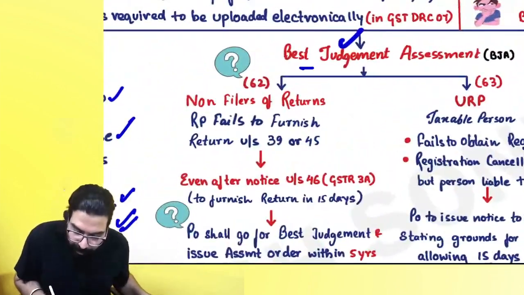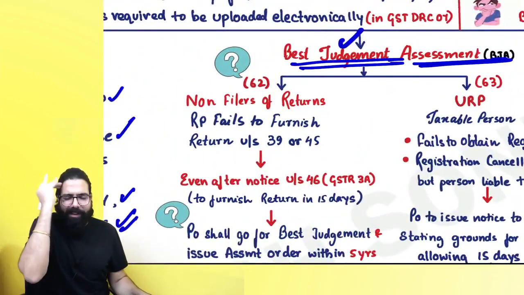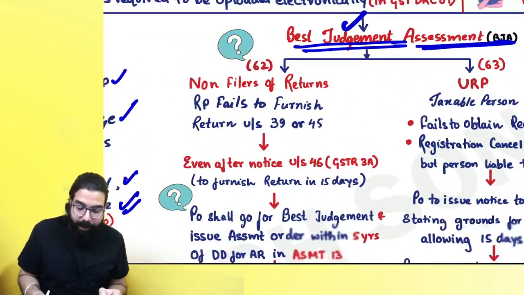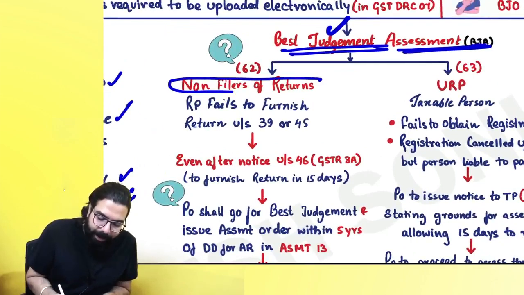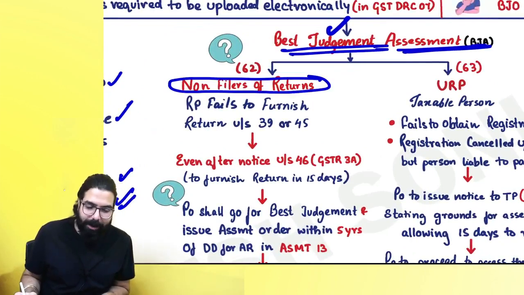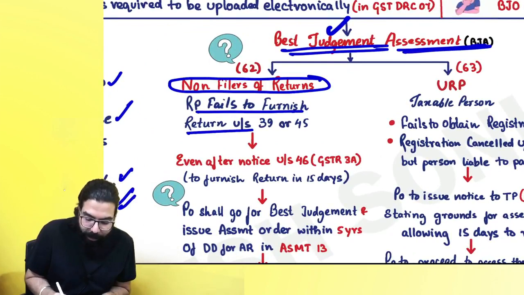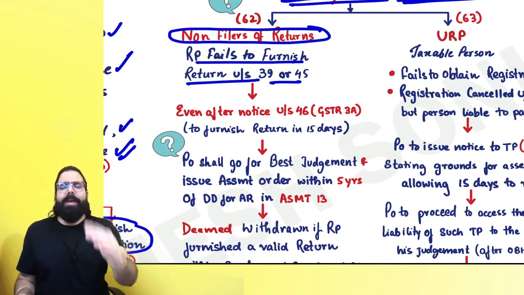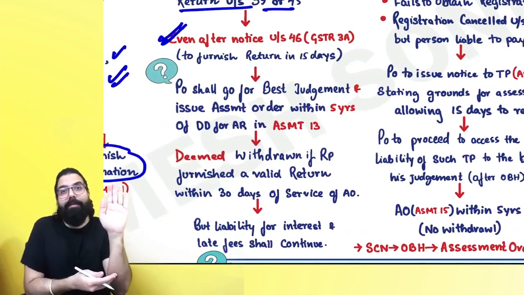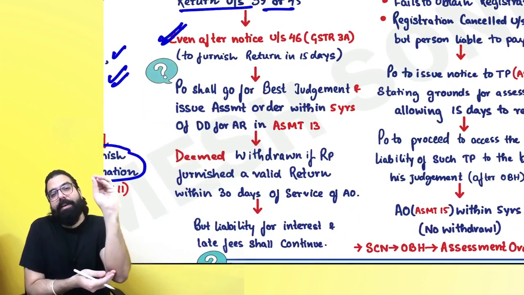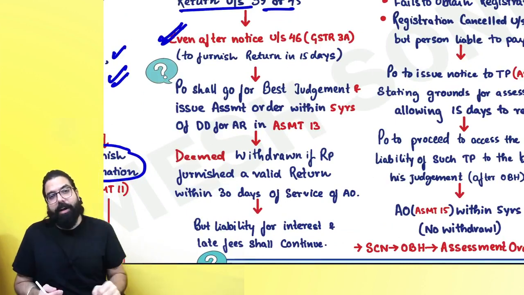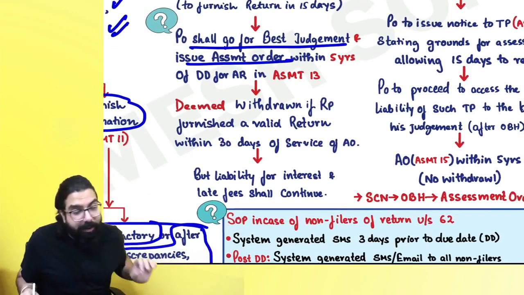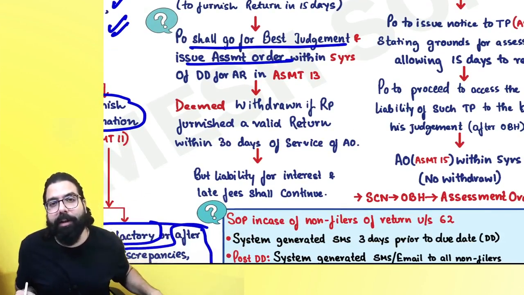The next one is best judgment assessment. It means the best judgment will be used to do the assessment. One case is the non-filer. You took registration but you are not filing your return. If you have not filed your return under section 39 or 45, which is your final return, first they will send you a love letter. The love letter will come in GSTR 3A saying, file your return. If you don't file even after the notice, the proper officer will do the assessment and issue the assessment order.